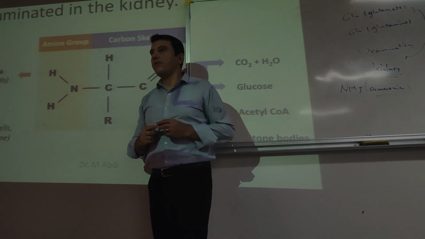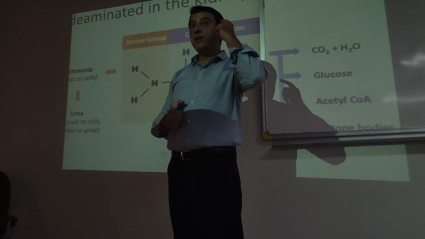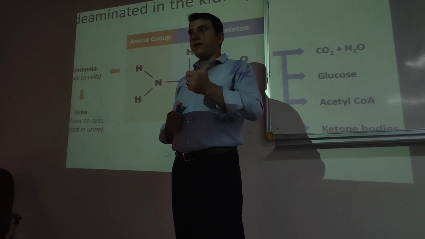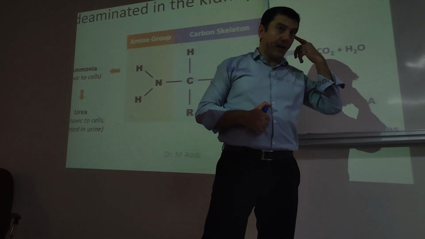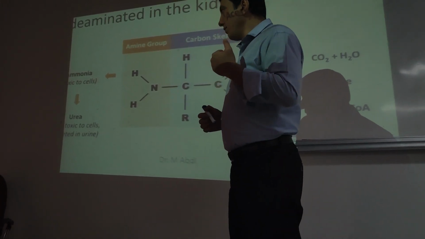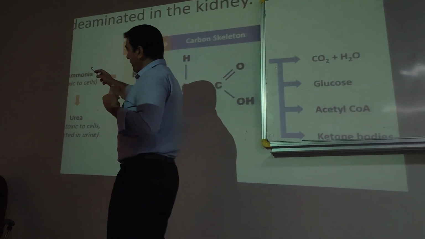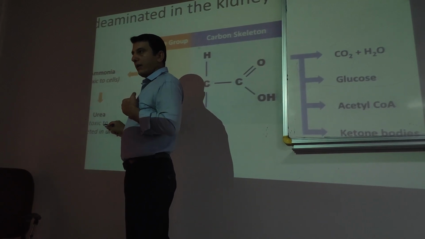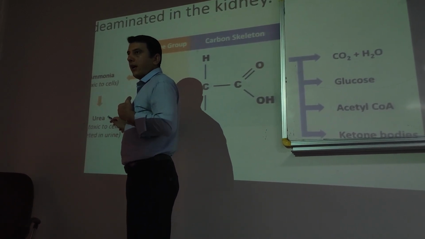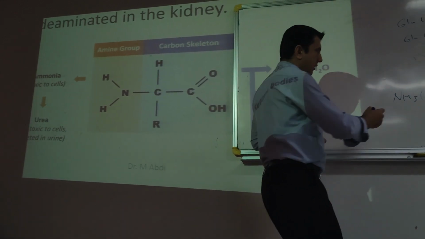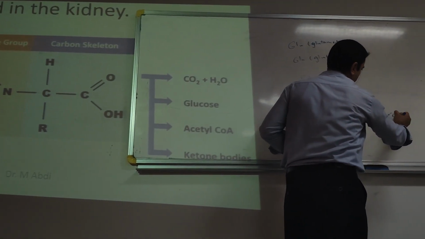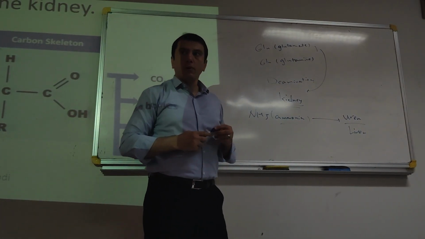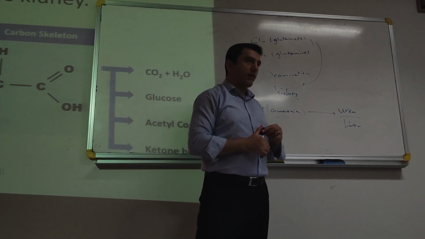Ammonia is very toxic to our cells, especially for our nervous system. So, these molecules should turn to a non-toxic molecule, which is urea. Urea is produced in our liver.